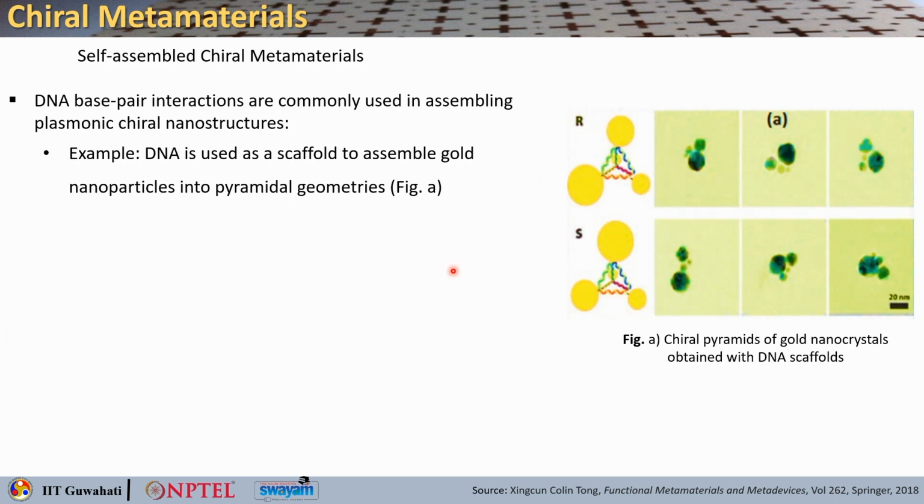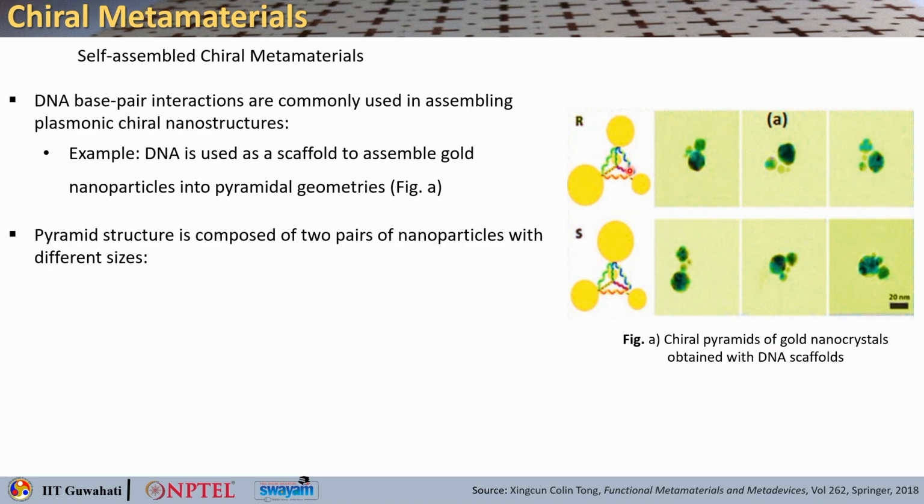So, one such method to make self assembled chiral metamaterials is to use DNA base pair interactions that help in assembling these plasmonic chiral nanoparticles. The plasmonic nanoparticles are typically the gold and the silver nanoparticles. Here we are talking about gold nanoparticles. So, how do they work? The DNA is basically used as a scaffold to assemble the gold nanoparticles into a pyramidal geometry. So, you can see how it works.